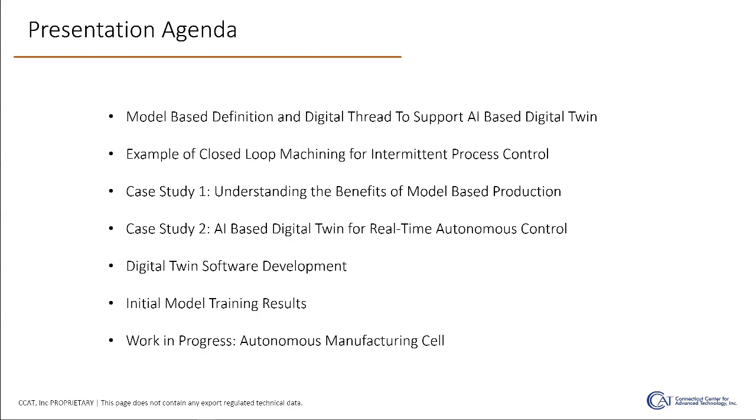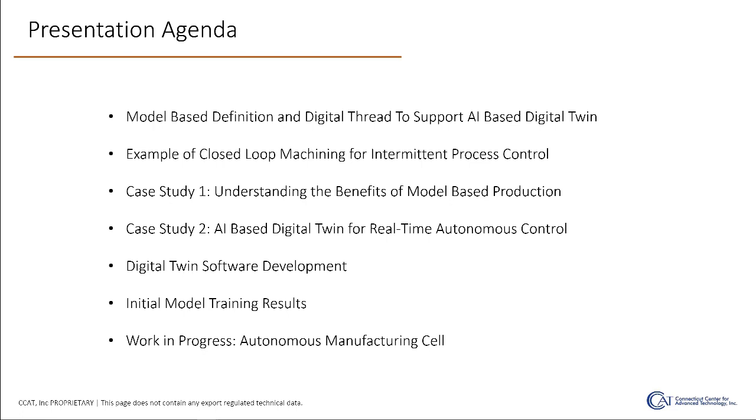So this is the overview of the agenda for this presentation. We're going to go into model-based definition and digital thread to support AI-based digital twin, example of closed-loop machining for intermittent process control. We'll go through a very simple case study so that you can understand the benefits of model-based production. And I want to set that definition so that it's the precursor for case study number 2, which is a more in-depth and a real-life application of AI-based digital twin for real-time autonomous control.